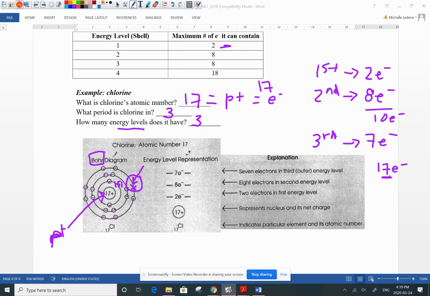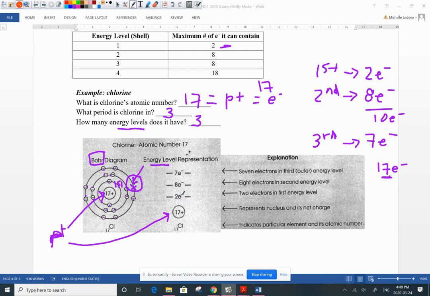But boy, those Bohr diagrams take up a lot of paper. So we can do a simpler way of showing this, and that's called an energy level representation. So same deal, we take our number of protons and we draw a little nucleus, and then we draw a line. And instead of having to draw these little circles, these little orbitals, we just draw a line.